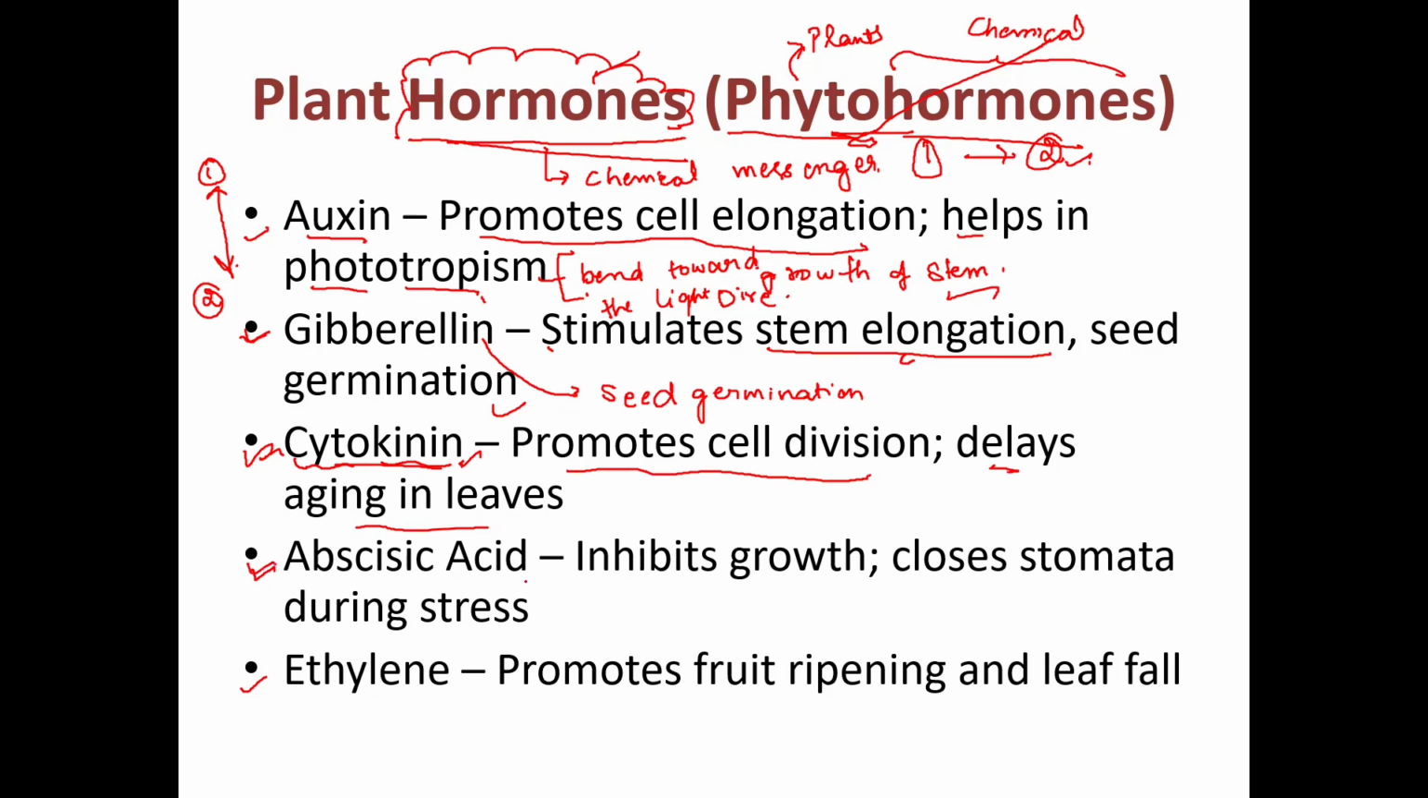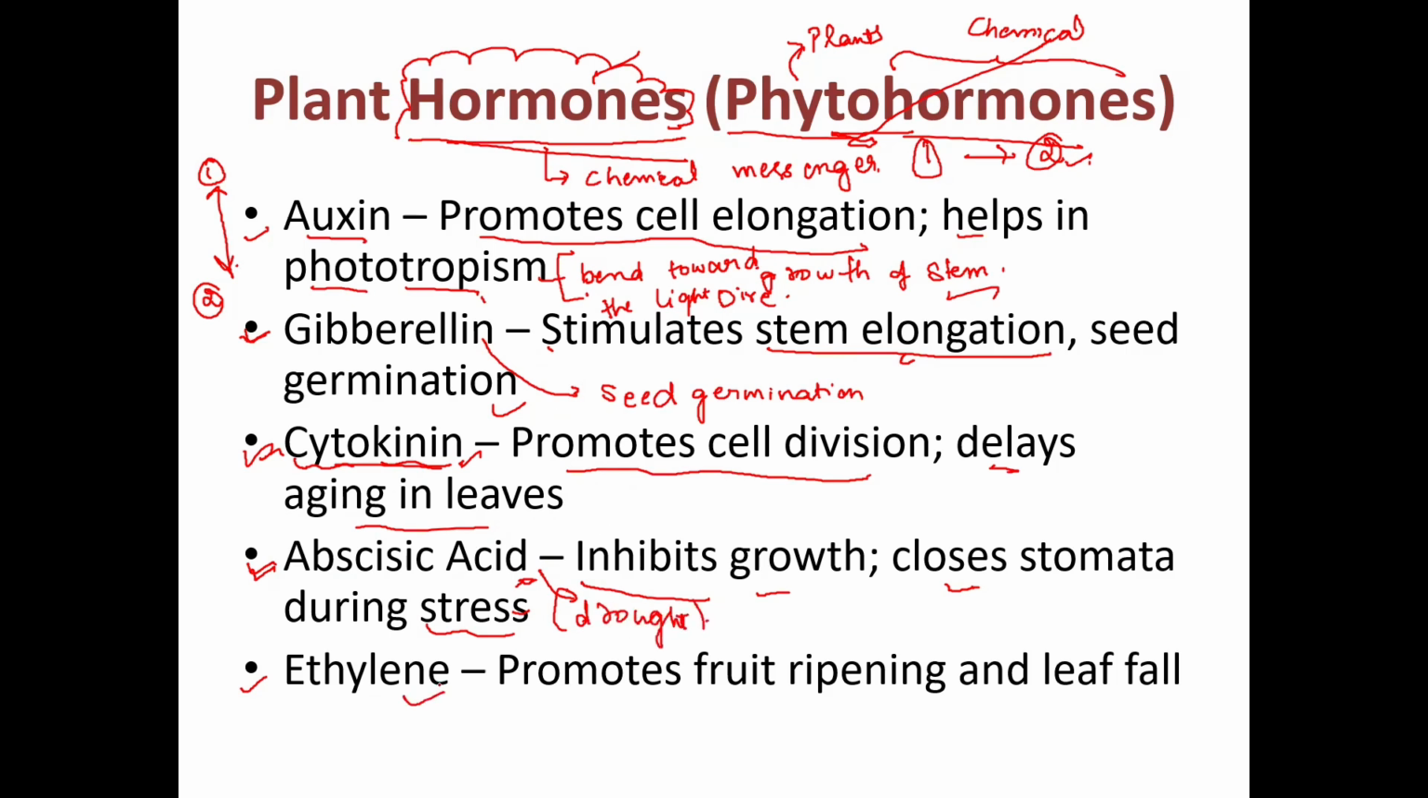Next one is abscisic acid. Abscisic acid stops, so it's for stopping or inhibiting growth, and closes stomata during stress conditions. So it stops growth in harsh conditions and helps in closing the stomata. Right, so basically a plant stops growing during drought. Drought is a stress condition, a lack of water.